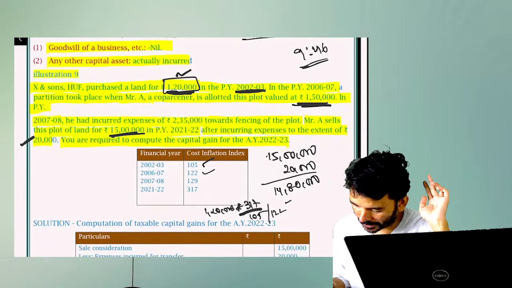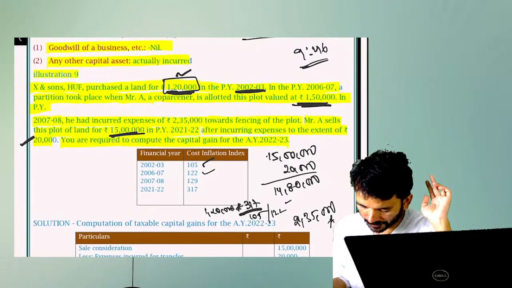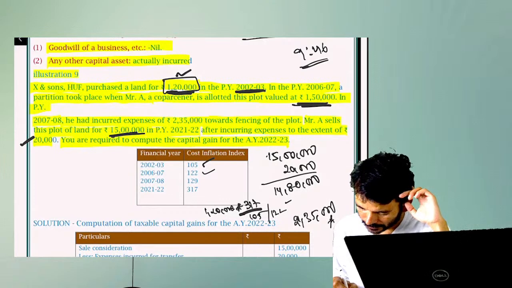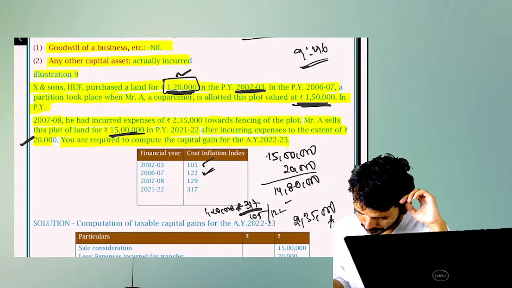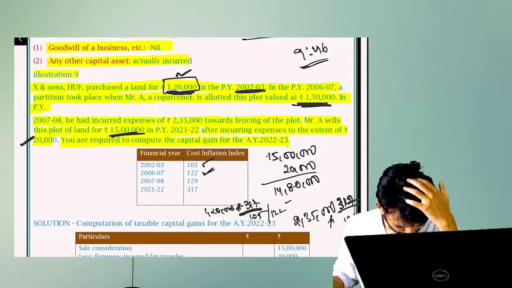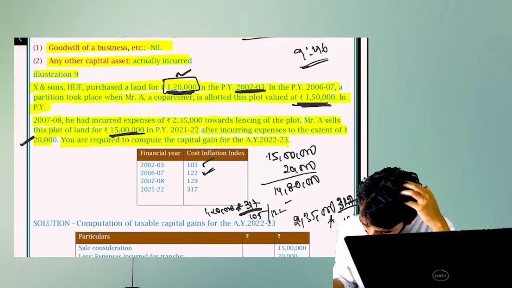And for cost of improvement, he has spent 2,35,000 multiplied by 317, divided by the CII of the year when he incurred the improvement. When did he incur the improvement? 2007-08, 122. Divided by 127 and 8, no, 129.